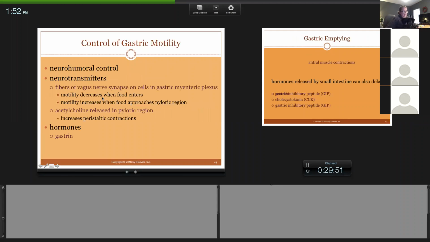The other thing about gastric motility that is the main thing I want you to know: the nerve fibers detect the presence of food, and as food gets closer to that pylorus, the contractions are going to increase. Gastrin is a hormone produced by the stomach, and that can be adjusted with the presence of food, and that can also increase contractions. Okay.